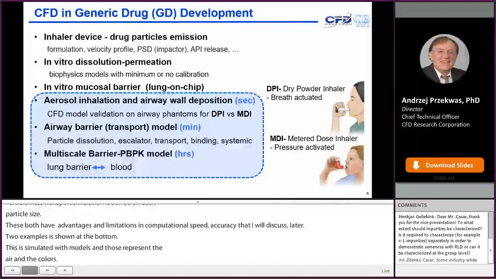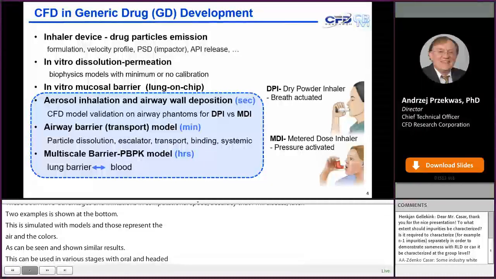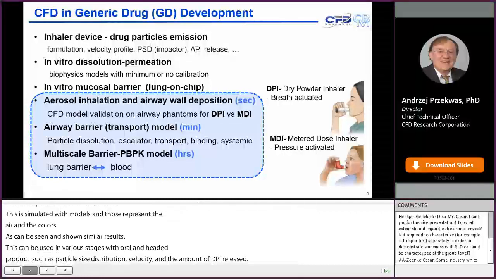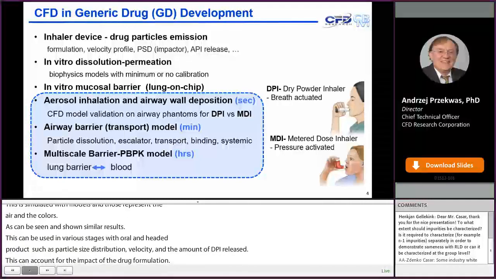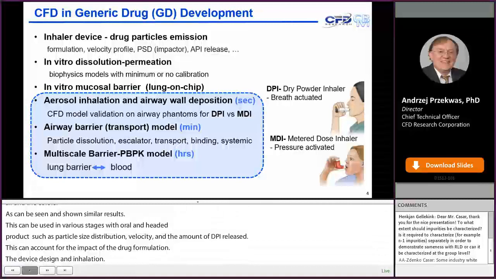CFD can be used at various stages in the development of orally inhaled drug products. Simulation of inhaler device can provide particle jet dynamic parameters such as particle size distribution, velocities, and amount of API released. It can account for effects of drug product formulation, device design, and inhalation maneuver. CFD tools can also help in modeling conventional in vitro dissolution and permeation devices, as well as transport across airway barriers in novel lung-on-chip type devices.